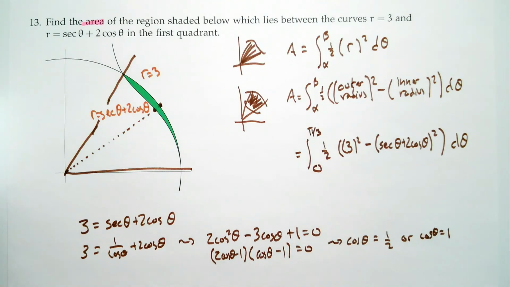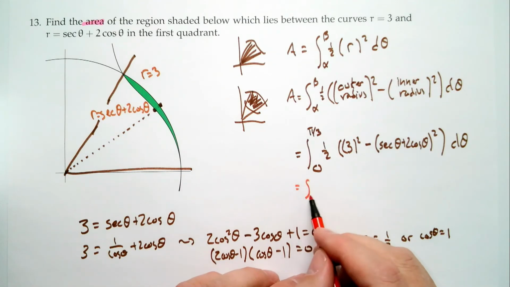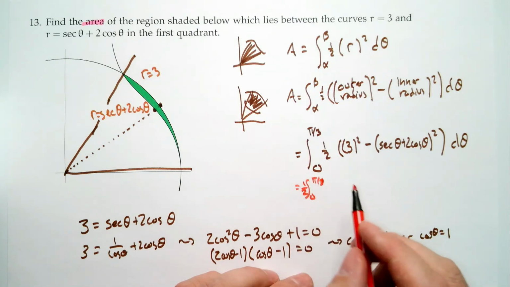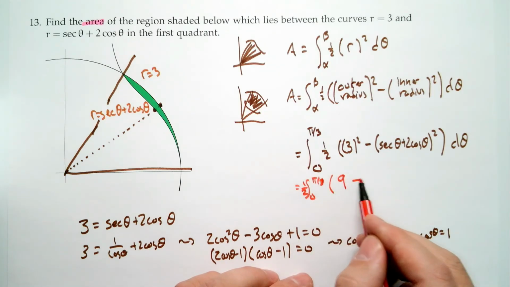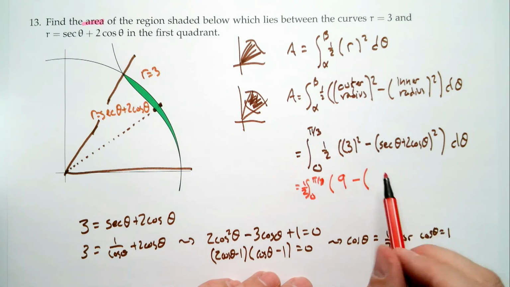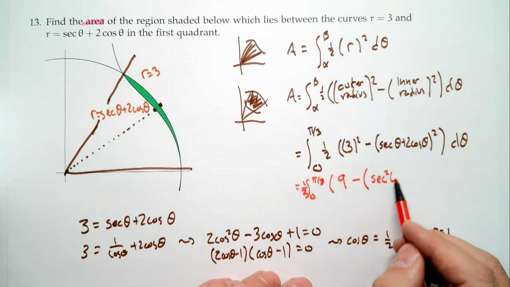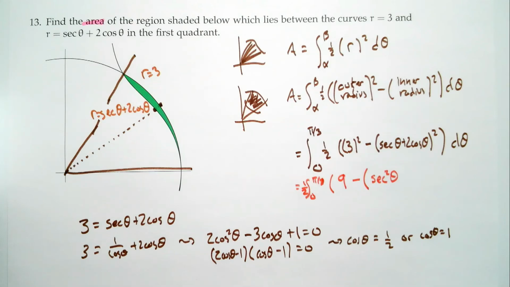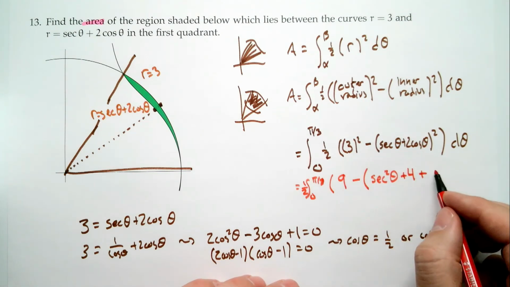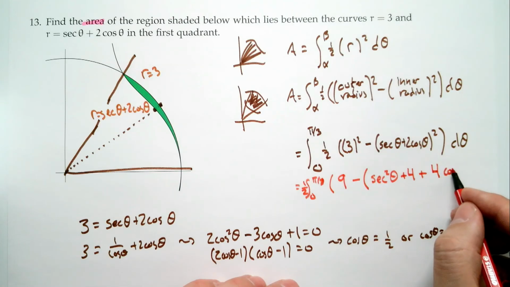All right, good. Well, now we just have to do this integral. And unfortunately, I left myself almost no space to do it. Well, that's how I screw up sometimes. Okay, the 1/2, we'll pull that out for now. Square things, we get 9 minus, put a parenthesis there to make sure I don't lose anything, secant squared. What's the next term? Four times secant times cosine, also known as 4, plus 4 cosine squared.